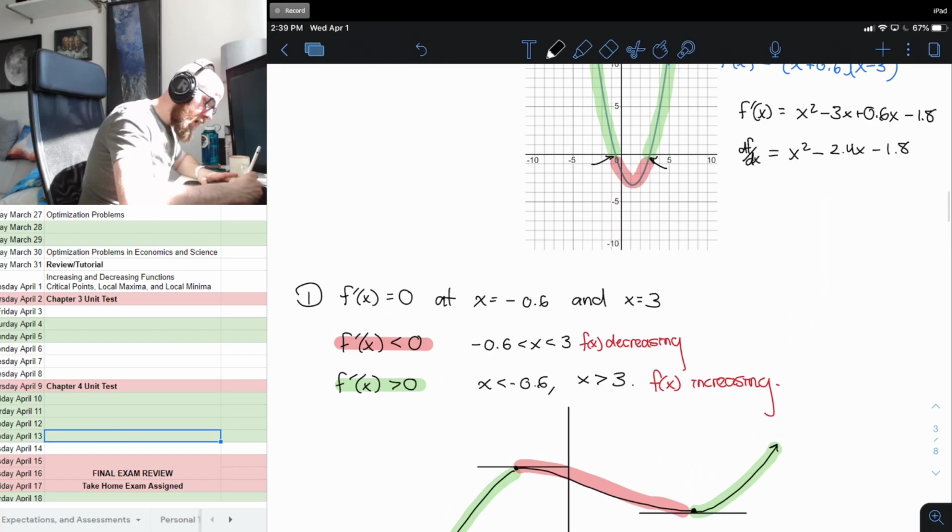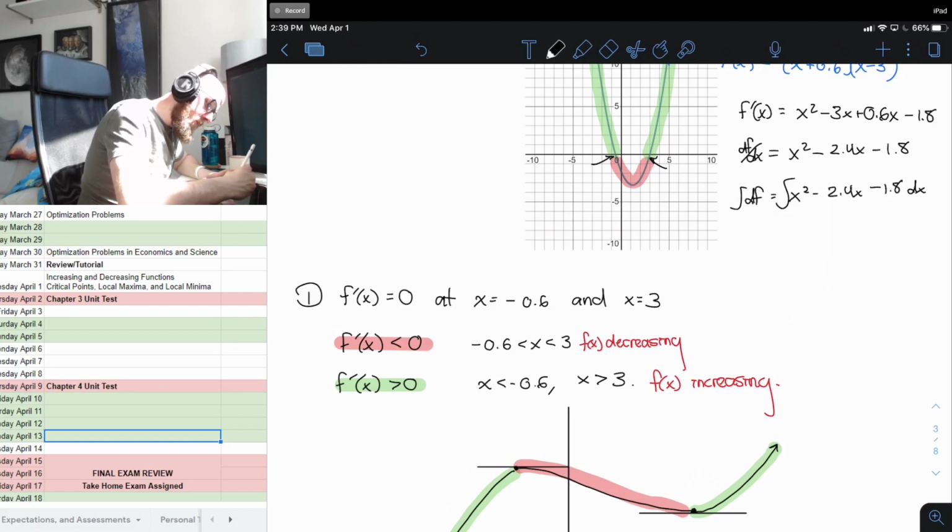So the way that this works, I want to show you the correct notation here. So I have df by dx. And so what I'm going to do is integrate both sides.